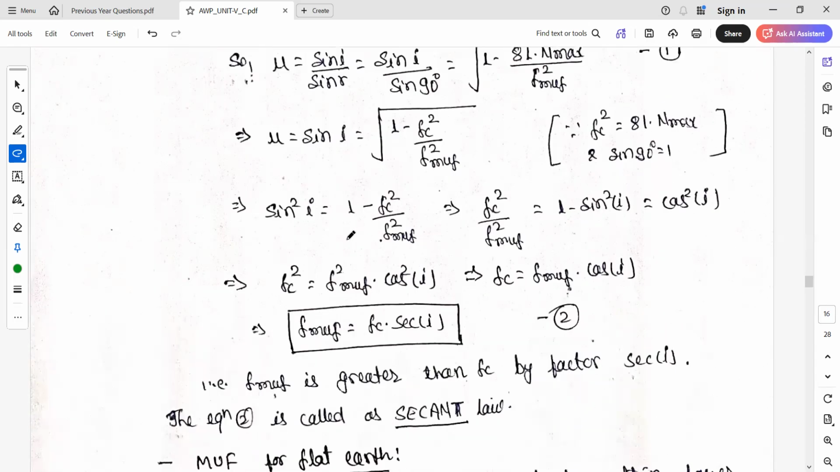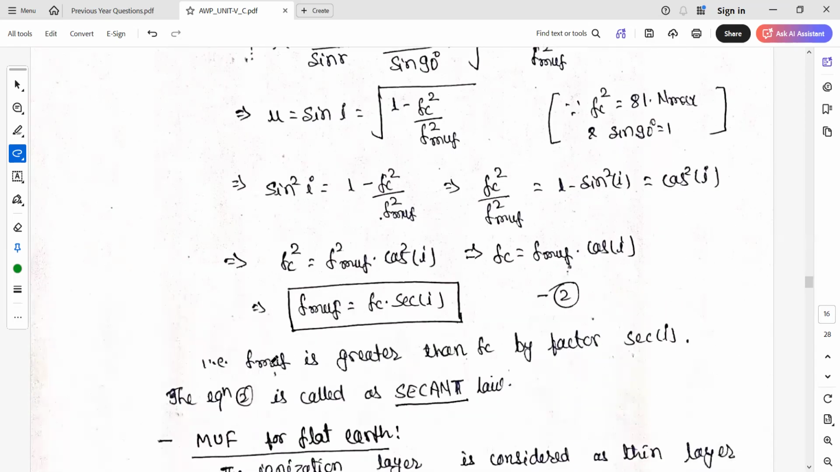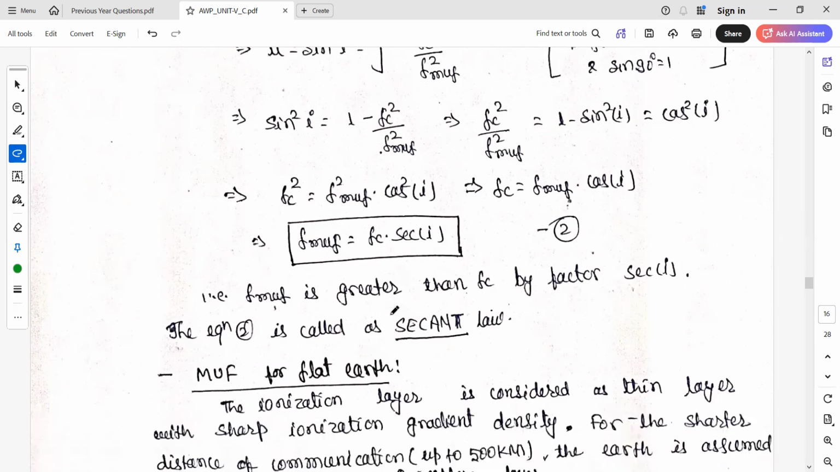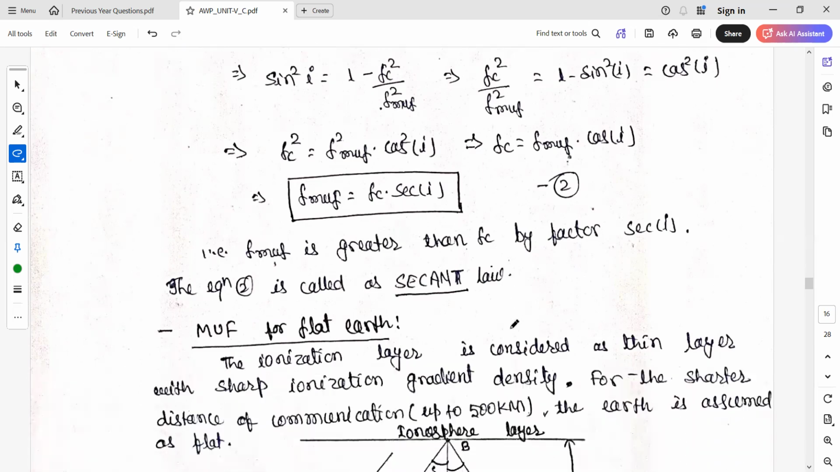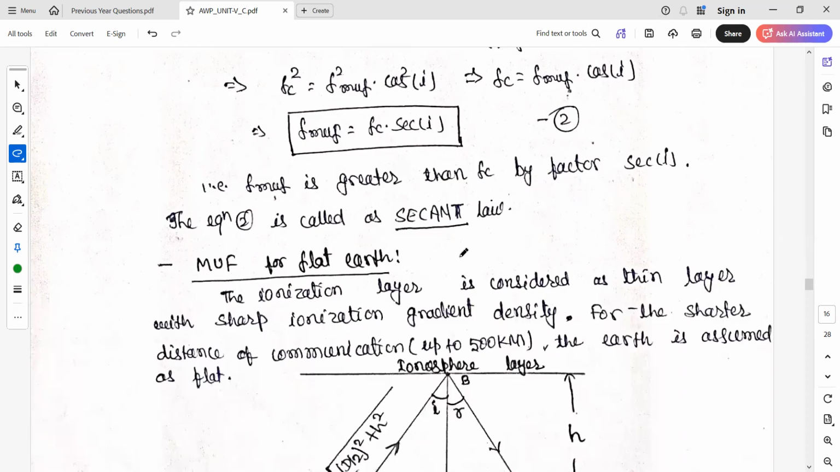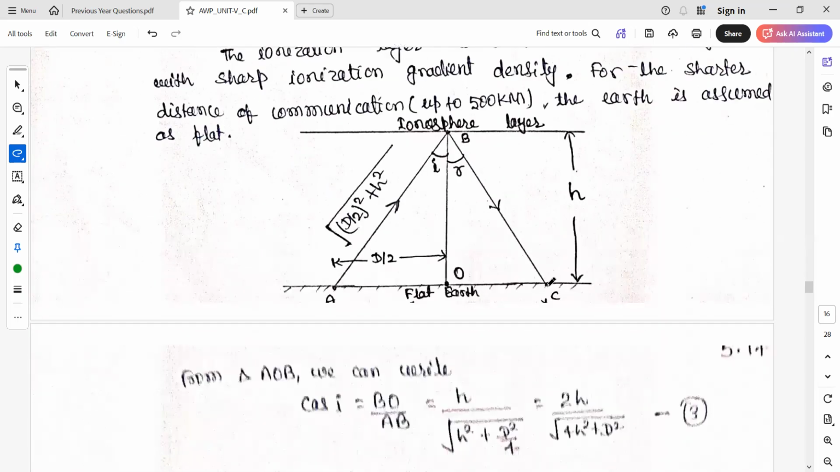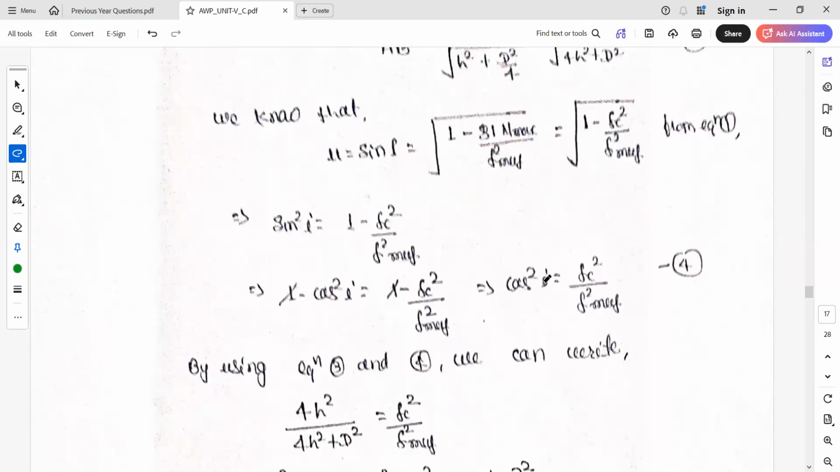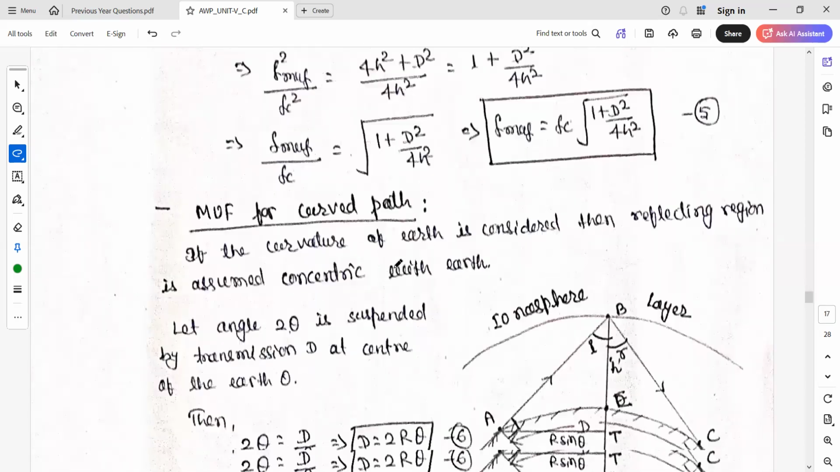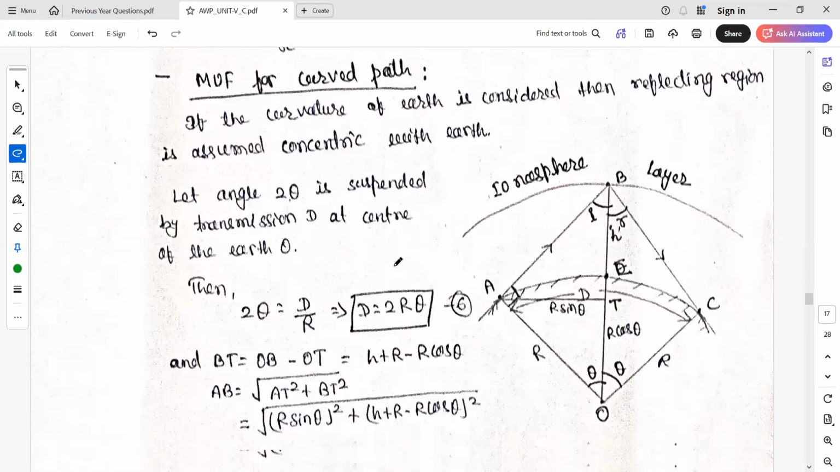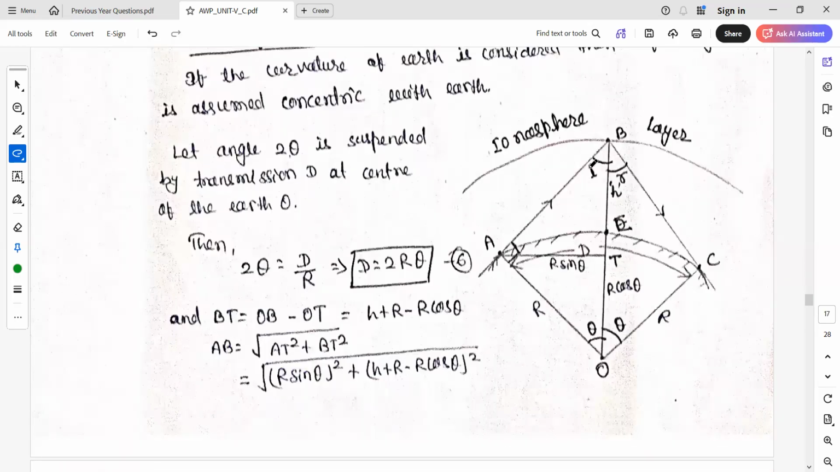After substituting those values, you get f, the maximum usable frequency, equal to fc into sec i. Here fc is the critical frequency, and it is also called the secant law, since it is the product with sec i. This MUF is calculated for two conditions: one case flat earth, another case curved earth. In both conditions this derivation is there. If you are able to derive, it's not difficult. Just try to understand the diagram.